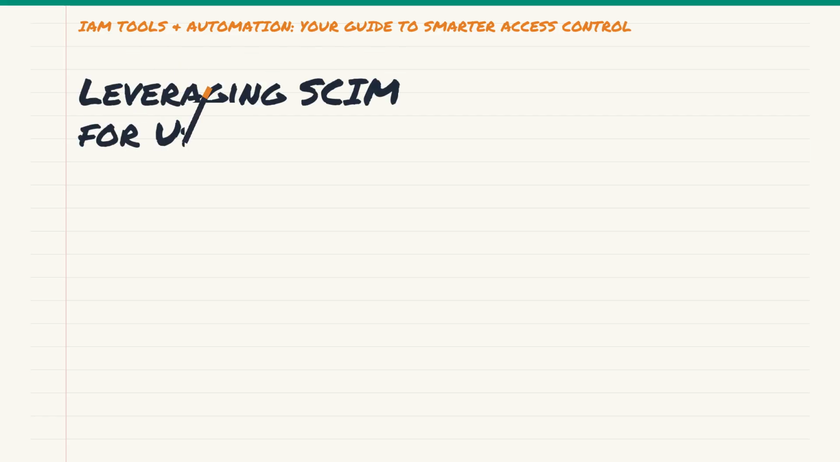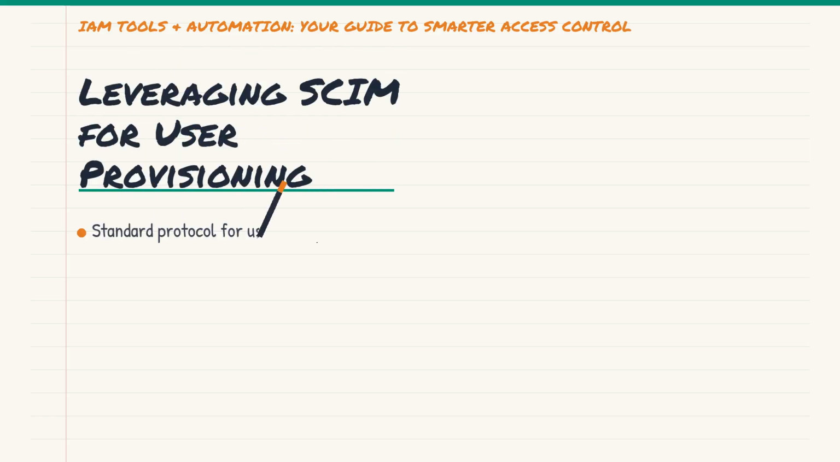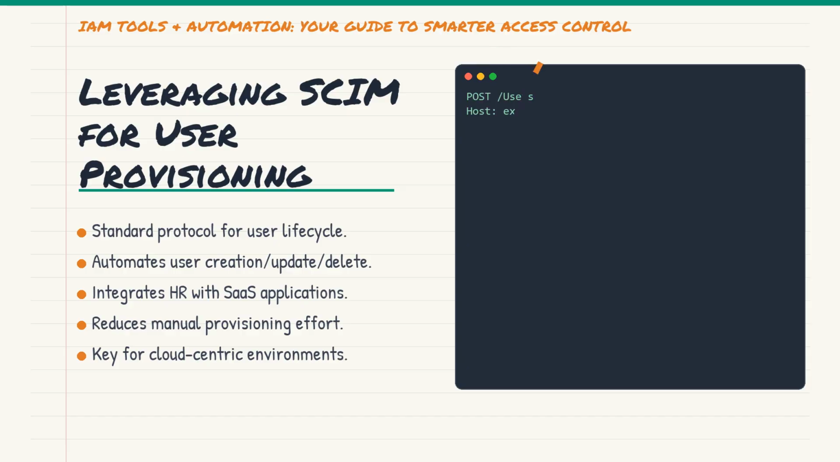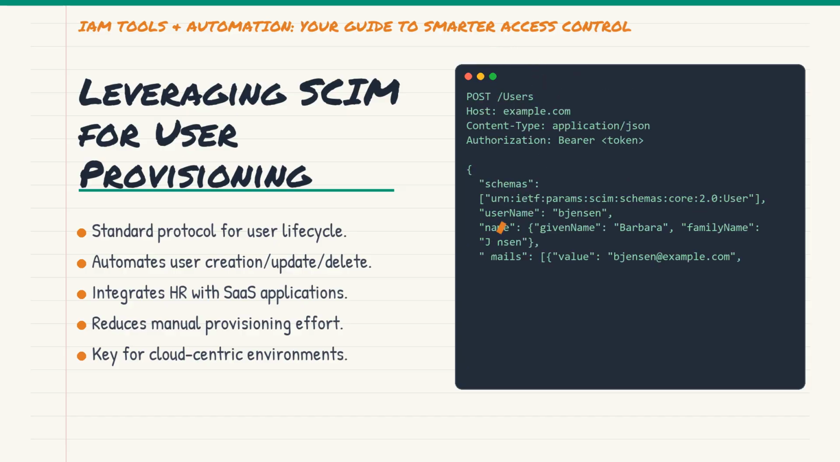SCIM is fantastic for automating user lifecycle management. Imagine you have a cloud HR system, and you want users provisioned into Slack, Workday, and your internal wiki. SCIM acts as a standard language. When an employee is hired in HR, it can signal the SCIM endpoint on Slack to create the user, on Workday to grant appropriate access, and on the wiki to onboard them. This protocol is designed specifically for this kind of cross-application identity management, making provisioning and deprovisioning much smoother and more reliable than custom scripting.